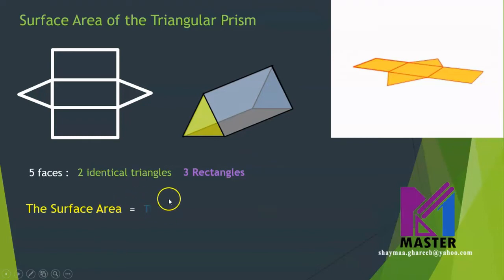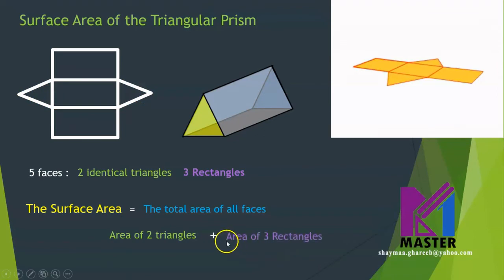We said the surface area is the total area of all faces. So we need to calculate the area of all the faces. So we are going to calculate the area of the 2 triangles plus the area of the 3 rectangles. So this is how we can calculate the surface area of the triangular prism.